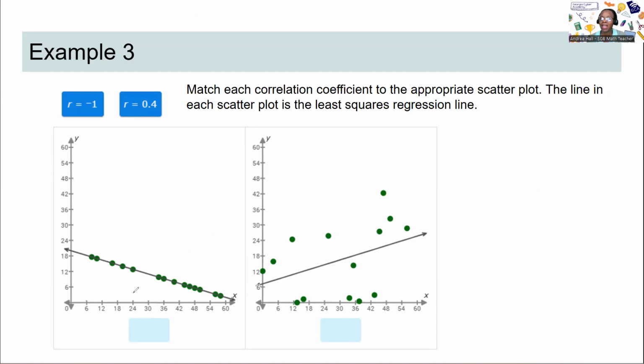And welcome back. This is going down to the right. So this must be R equals -1. This is going up and it's not very strong. R equals 0.4. Okay. I hope you guys are getting the hang of this.